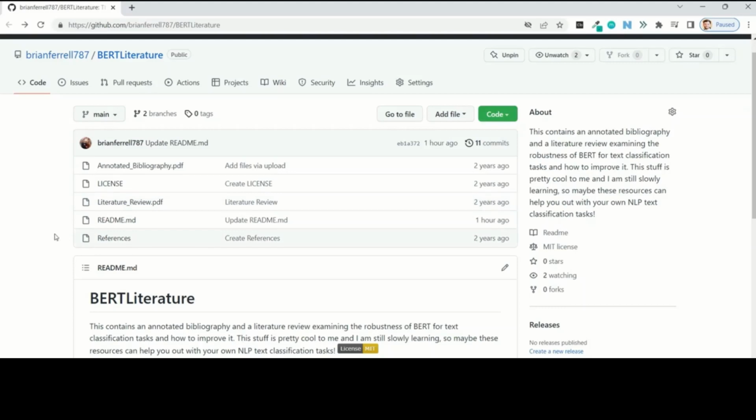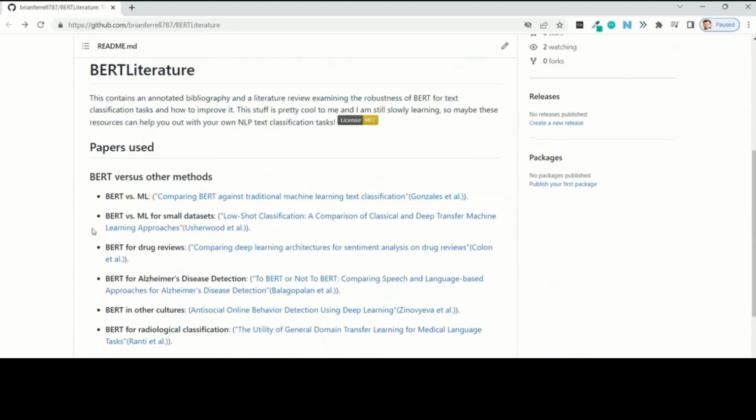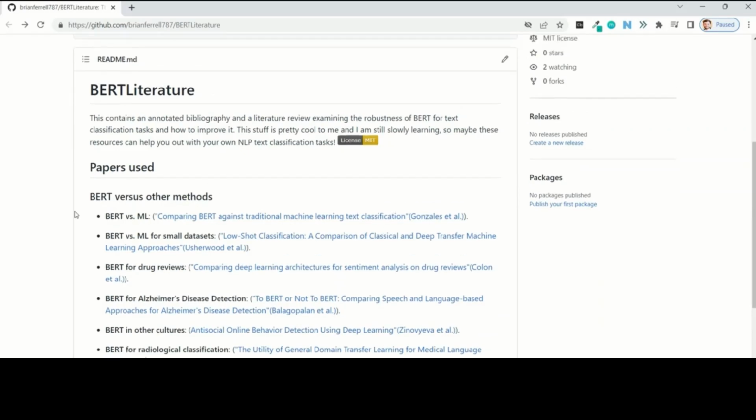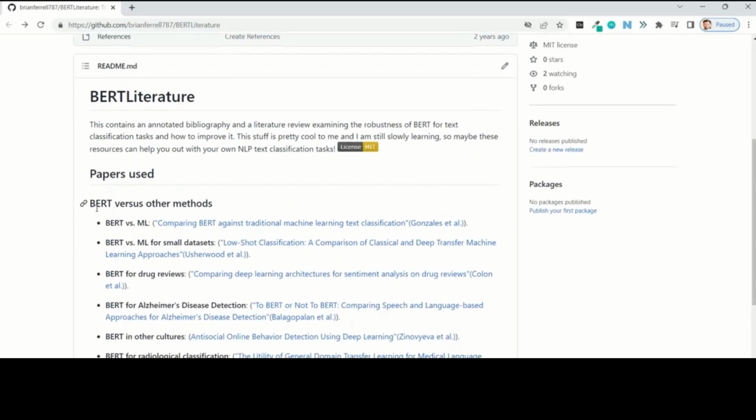And I have this GitHub page that has this literature. So I'm going to be going through each of these papers and giving a simple, broad, general overview of what the authors did, some of their analyses, and whether or not BERT came out on top, at least for the first part.